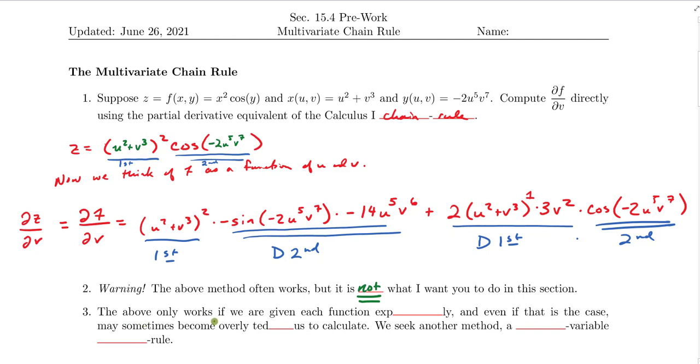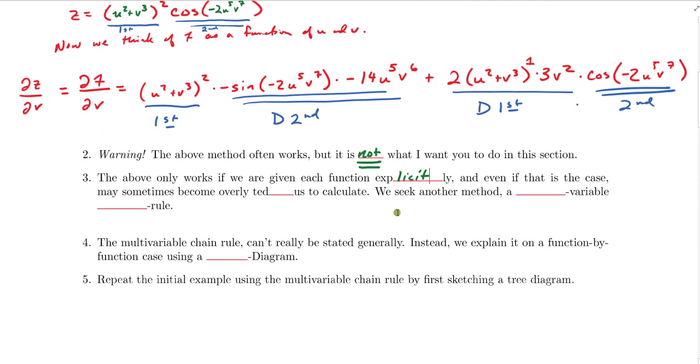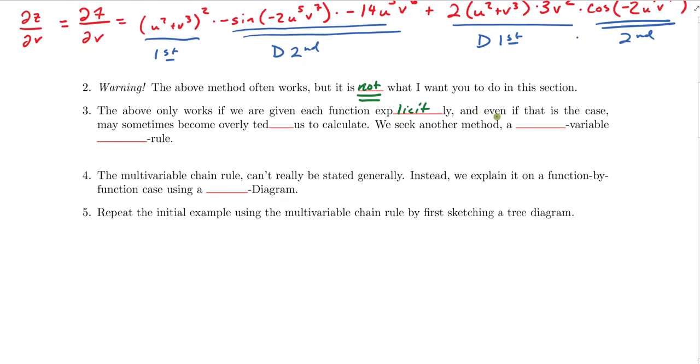The above method would work only if we're given each function explicitly. And sometimes we want to be able to work with a non-explicitly given function and still talk about its derivative using a chain rule. And even if we are explicitly given the function, sometimes this might be overly tedious to calculate. You might have found it a little bit difficult to keep track of all of the different components as we were doing that derivative. So what we do is we seek another method. We want a multivariable chain rule. And that's what we're going to teach in this section.